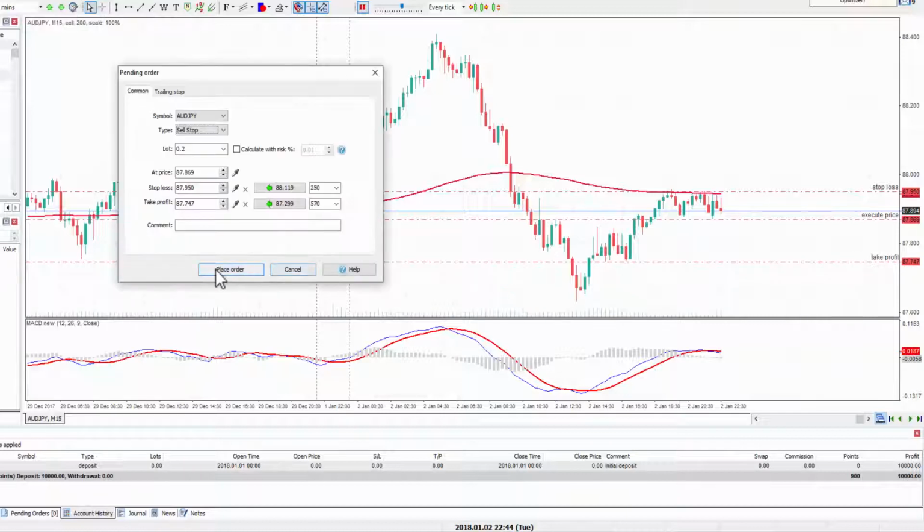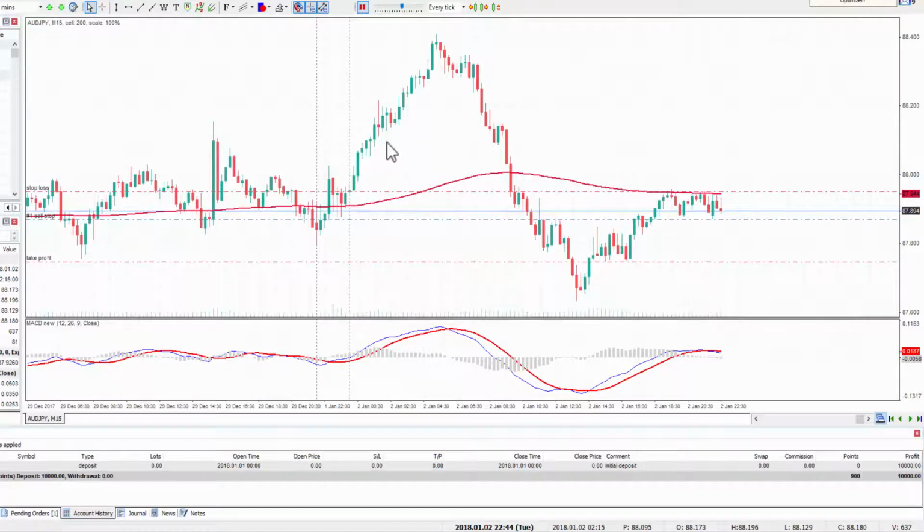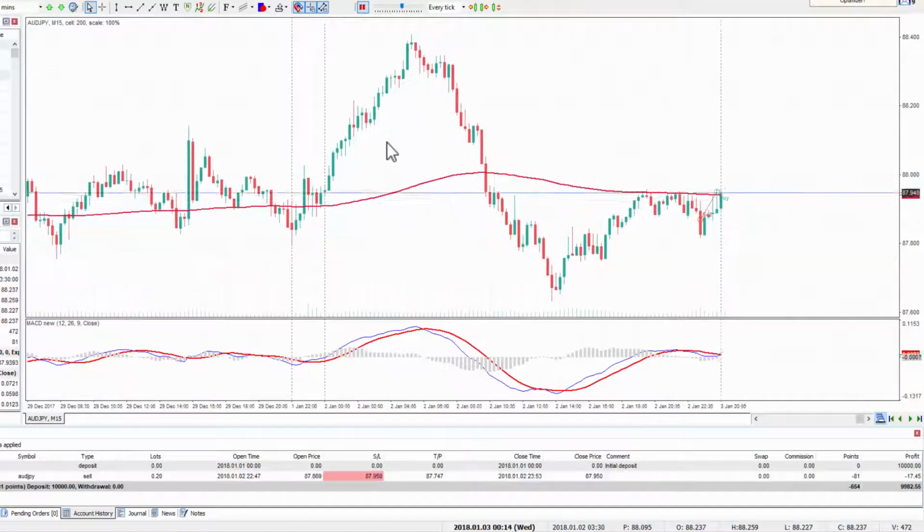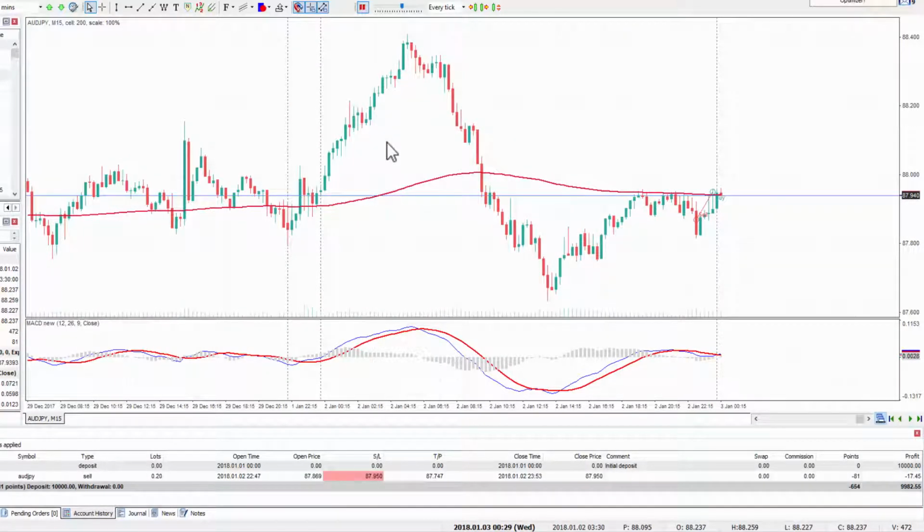Okay, and that's 12 pips. Let's place an order and let's see what happens. We're in and we're out. So this was a losing trade.